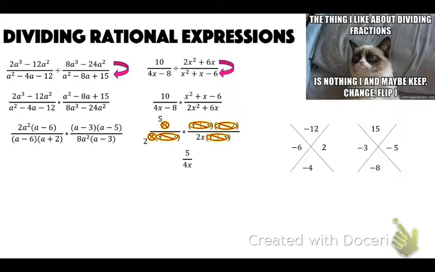Then I can start canceling stuff. So 2a squared and 8a squared. Well, 2 goes into 8 4 times, and the a squareds cancel, so I'm just left with 4 on the bottom. The a minus 6's cancel, and the a minus 3's cancel. So on top, I'm left with a minus 5. On bottom, I'm left with 4 times (a plus 1)(a plus 2).